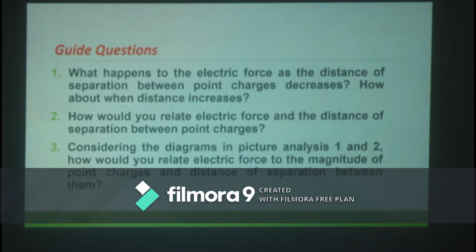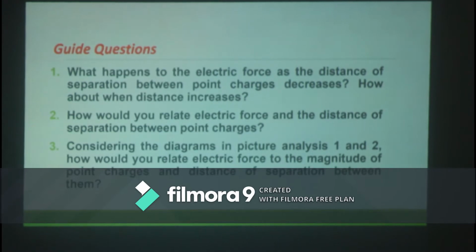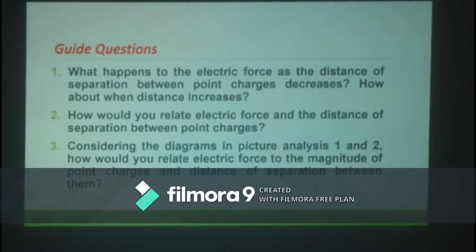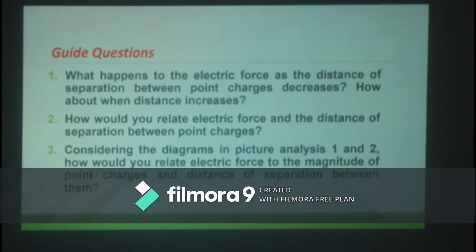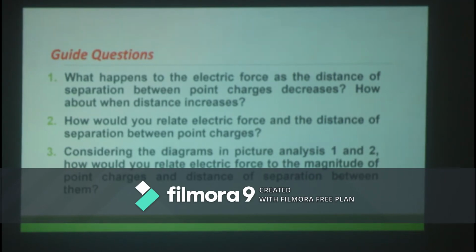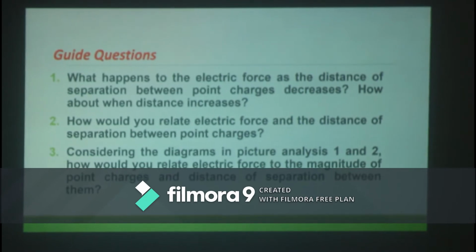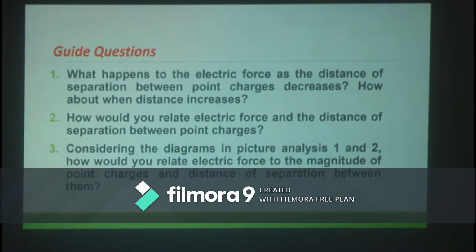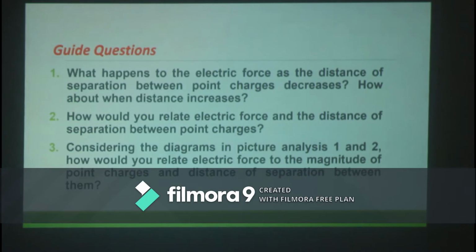So guide questions for picture analysis number 2. Okay, number 1, what happens to the electric force as the distance of separation between point charges decreases? How about when distance increases? Number 2, how would you relate electric force and the distance of separation between charges? Now, considering the diagrams in picture analysis number 1 and 2, how would you relate electric force to the magnitude of point charges and distance of separation between them?